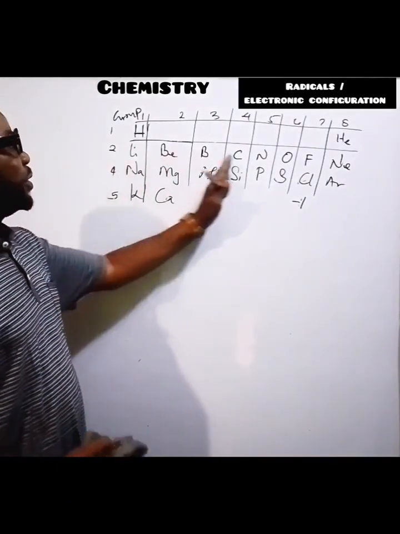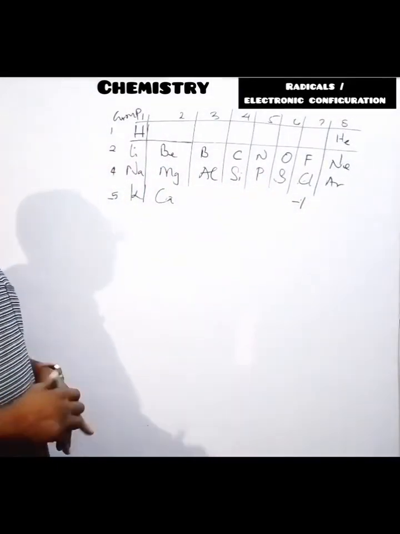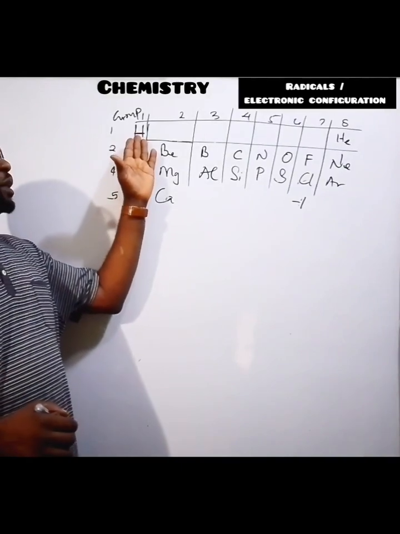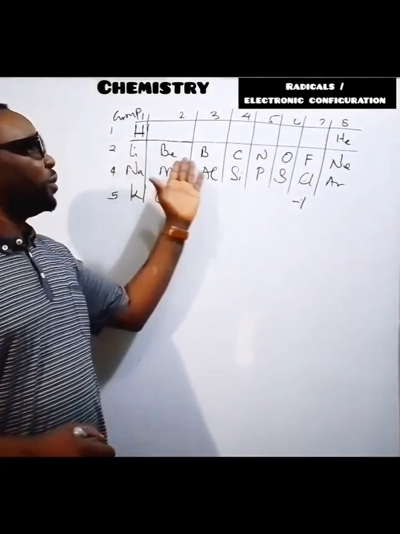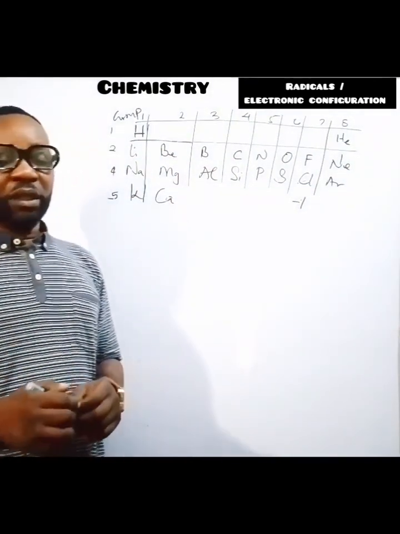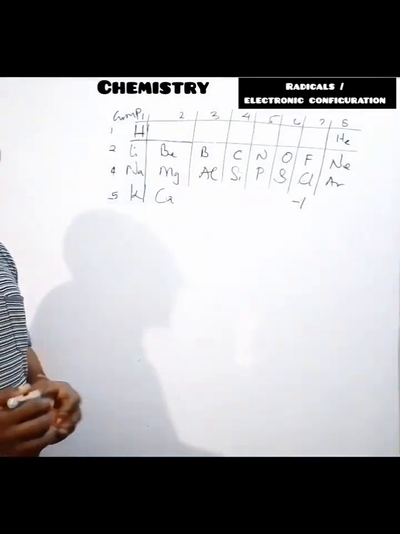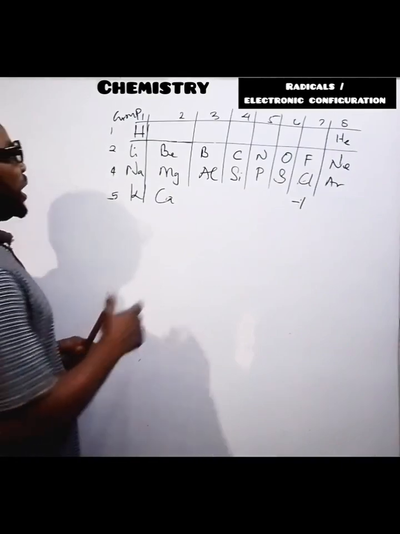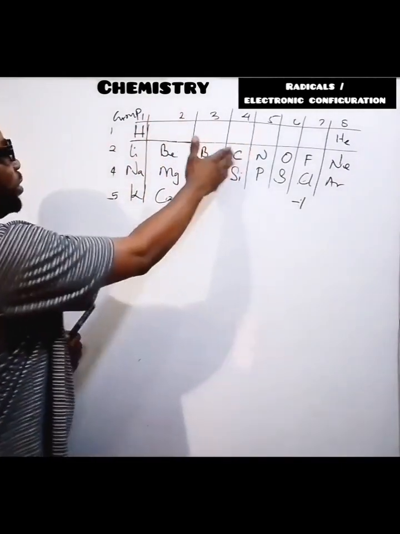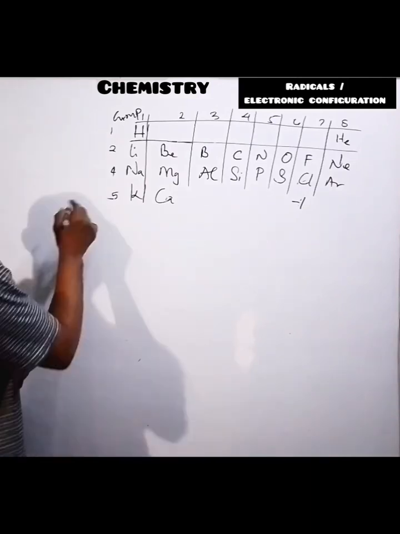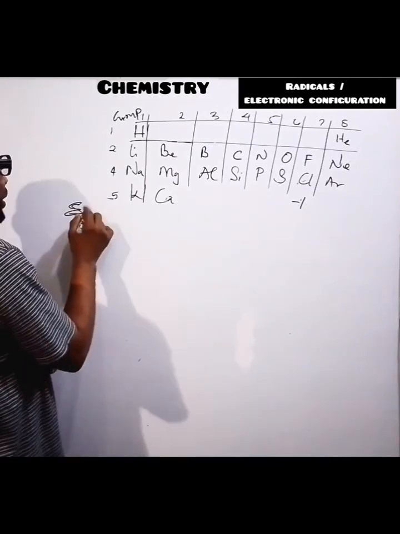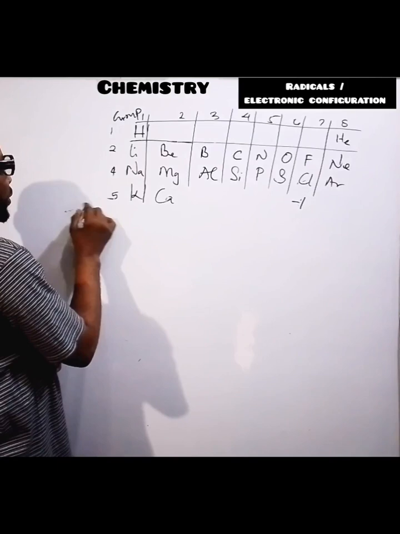Now, this is the first 20 elements. Looking at them, the atomic numbers are 1, 2, 3, 4, and so on in that order. We can have the arrangement of these in forms of electronic configuration. I'm going to have the first electronic configuration in form of a ring.